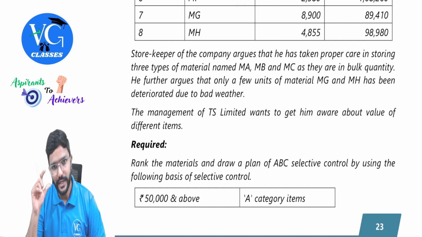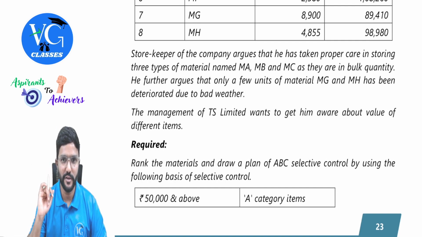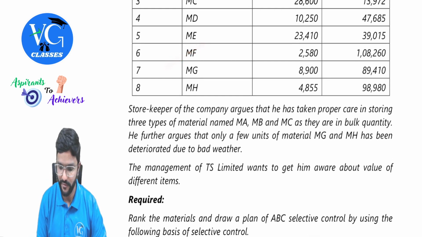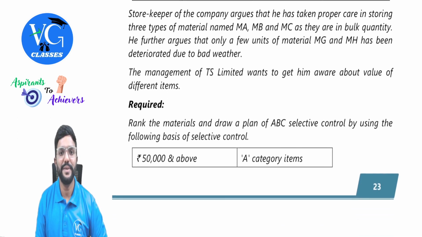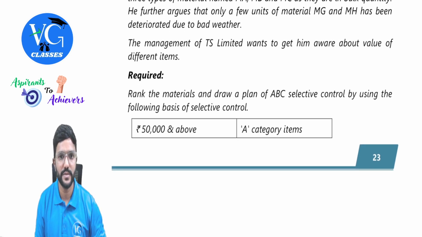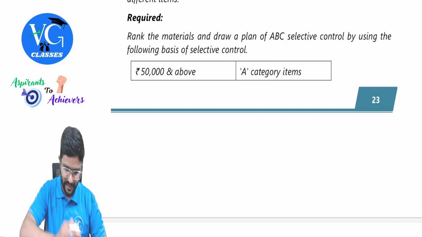He further argues that only a few units of material Mg and Mh have deteriorated due to bad weather. Okay. Few units of Mg and Mh, but those are the costliest. Actually, the costliest is Mf. Okay, but when it comes to Mg and Mh also, they are also costly. The management of TS Limited wants to make him aware about the value of different items. So rank the materials and draw a plan of ABC, guys. Okay, that is what they are asking.